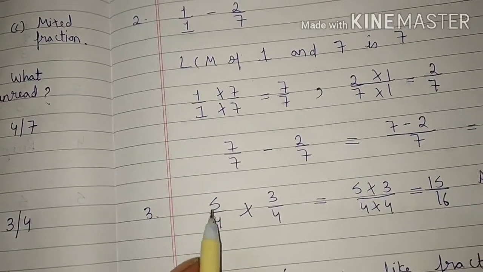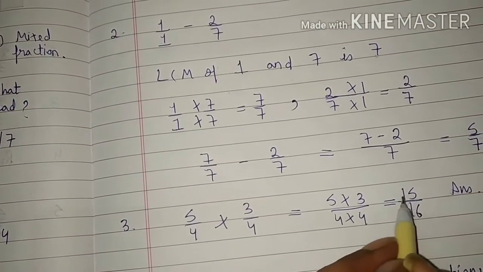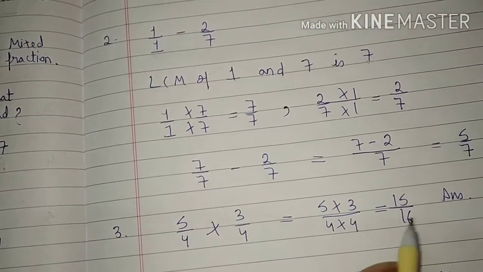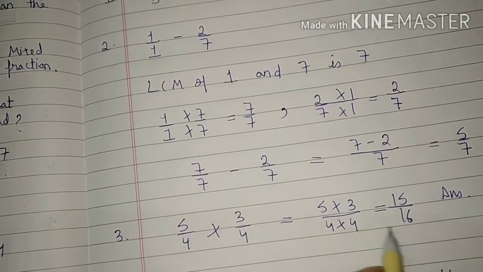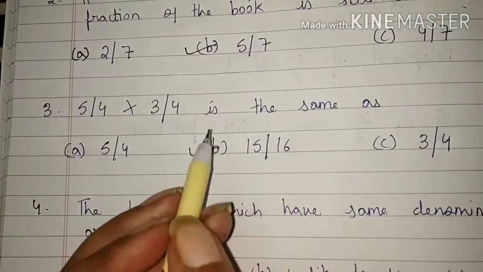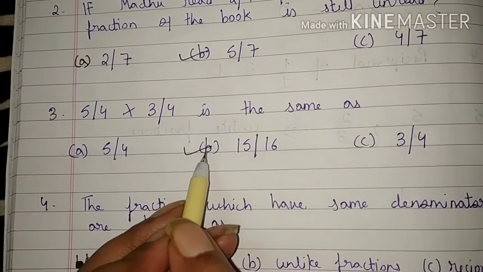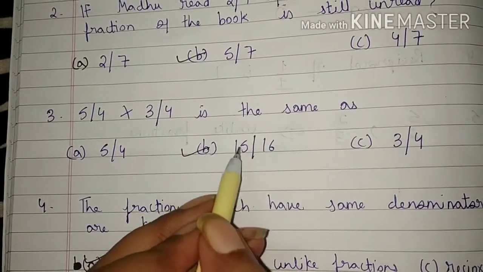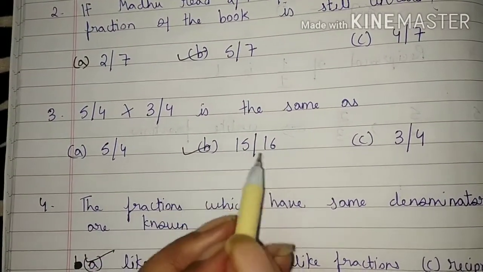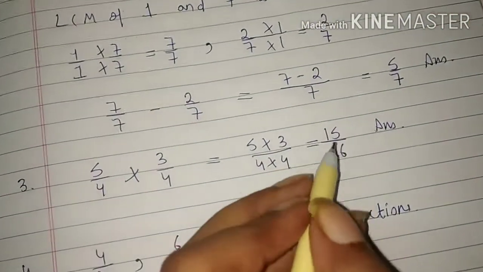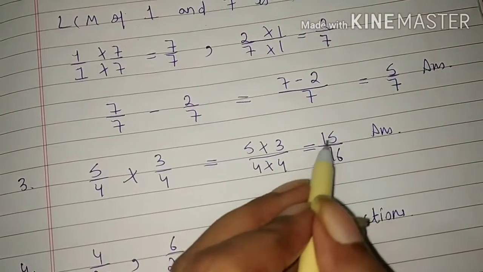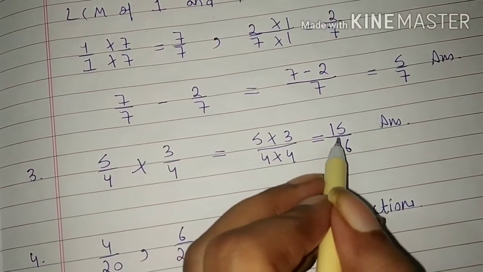Students, 5 into 3 is equal to 15. 4 into 4 is equal to 16. So 15/16. This is your correct answer. Now students, B option is your correct answer because it is 15 by 16. Students, 15 by 16, this can be written in this form also, 15 by 16.